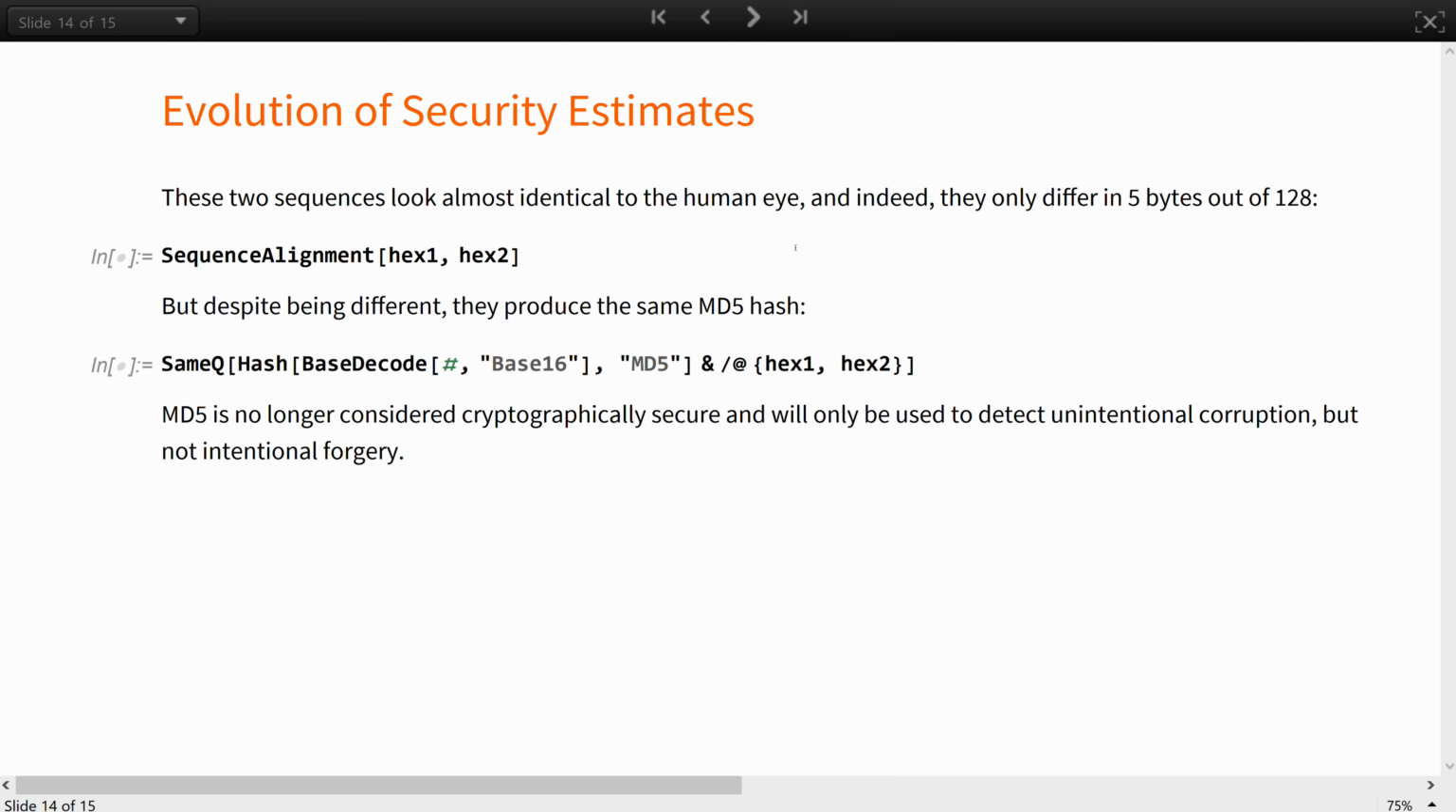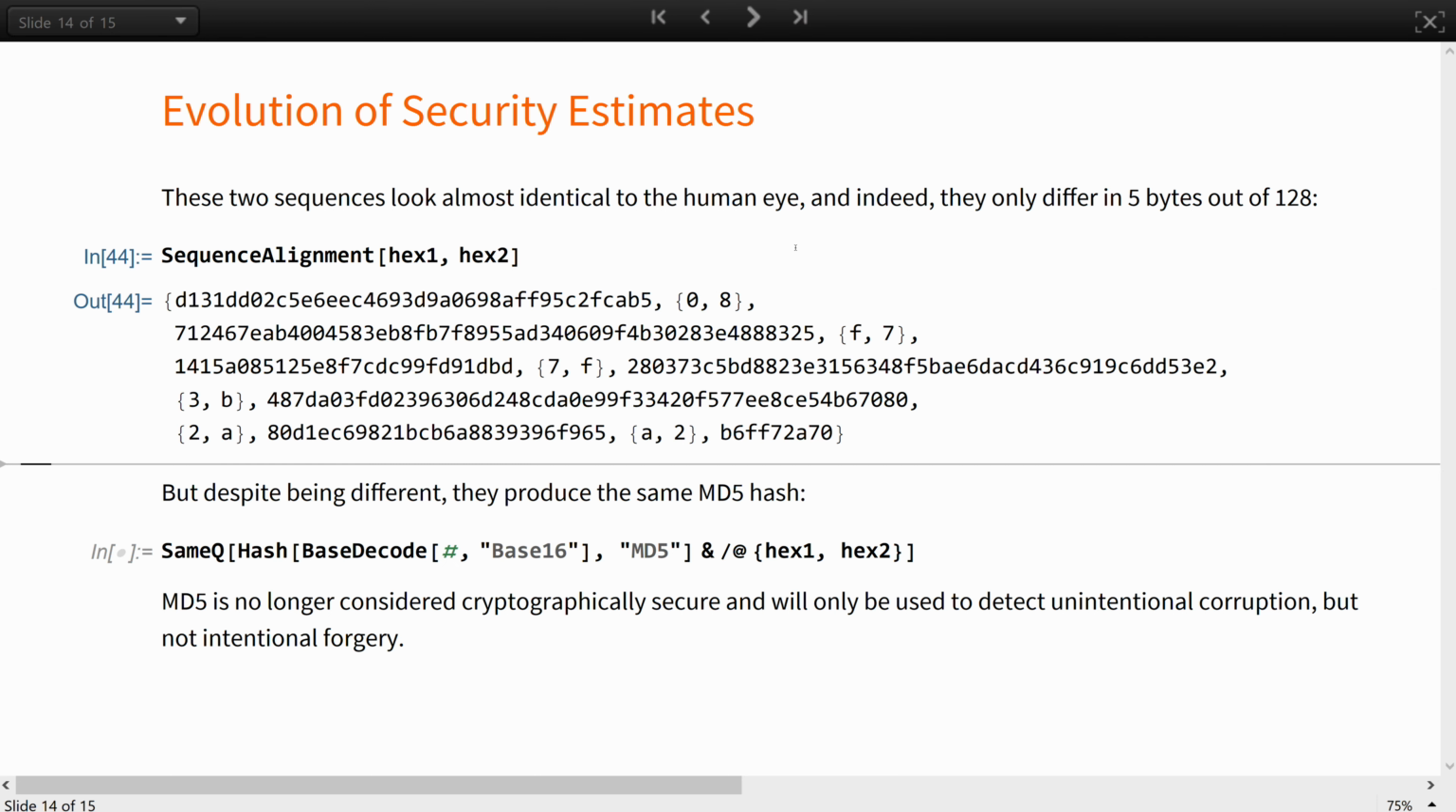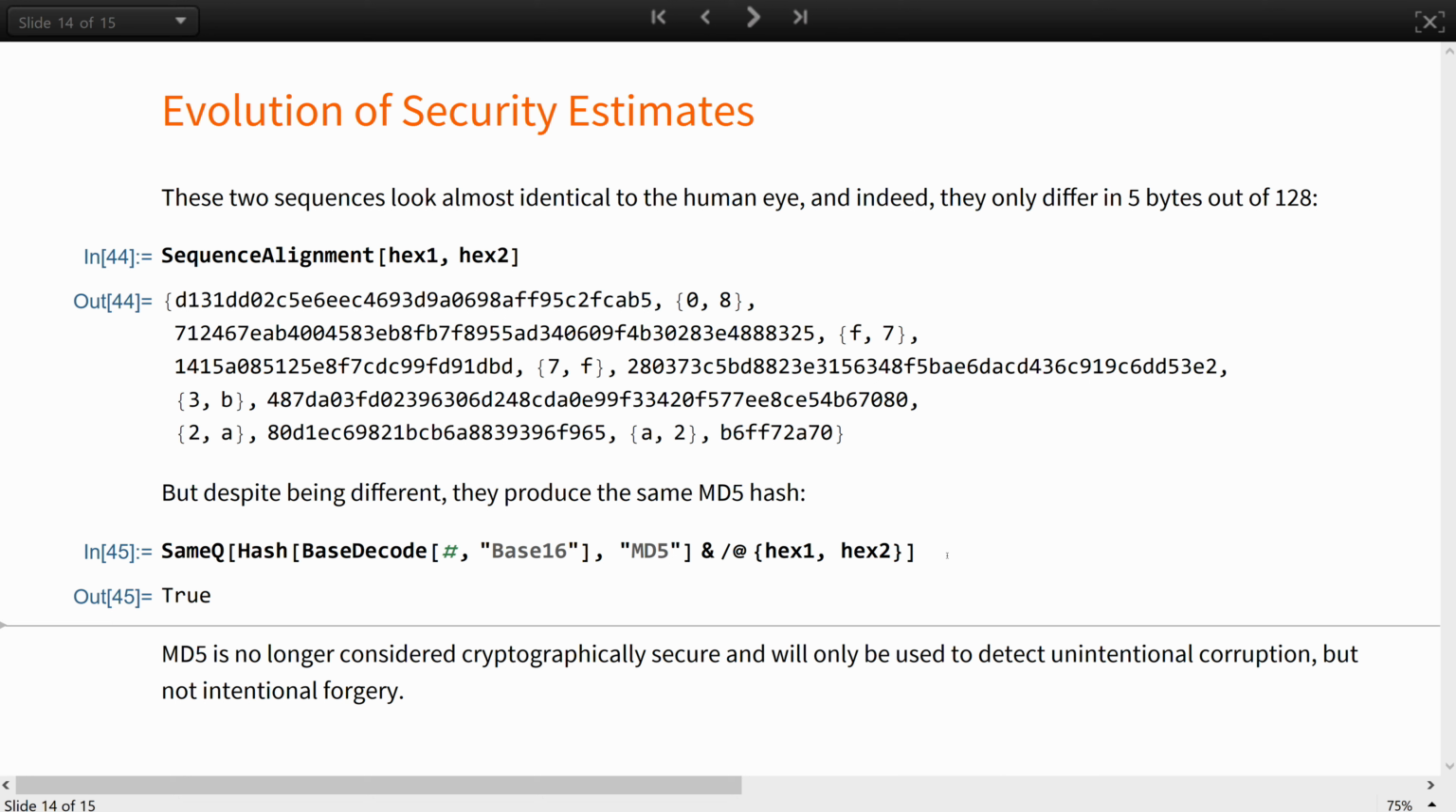These two sequences look almost identical to the human eye, and indeed, they differ in only 5 bytes out of 128. But despite being different, they produce the same MD5 hash. And many such collisions were then published, along with the ways to programmatically generate a collision to any given input. As a result, MD5 is no longer considered a cryptographically secure hash function and will only be used to detect unintentional corruption, such as an incompletely downloaded file, but not intentional forgery.